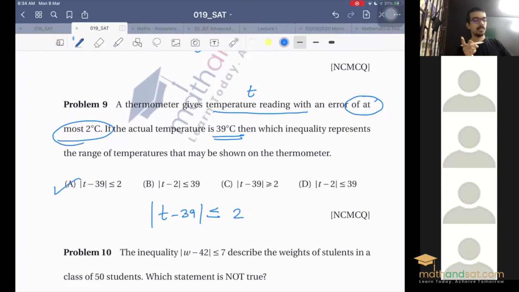I think there is a mistake in your solution. Just correct it. In the solution sheet, there is a correction.